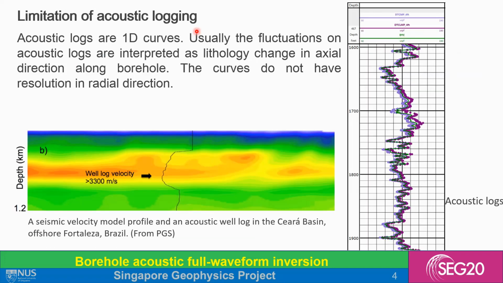Acoustic logging and seismology are both acoustic methods based on elastodynamic theory. In other words, they all follow elastic wave equations. However, compared to seismic velocity models, which are always 2D slices or even 3D volumes, acoustic logs are just 1D curves. Usually, the fluctuations on acoustic logs are interpreted as lithology change in the axial direction along the borehole. The curve does not have resolution in the radial direction away from the borehole.